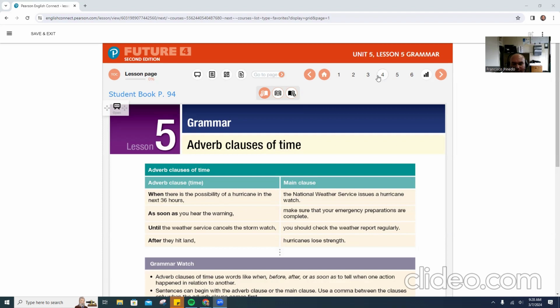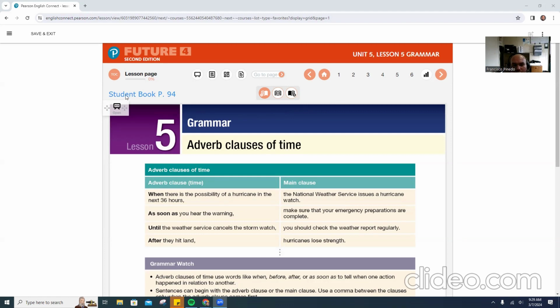This is the class for Thursday, March the 7th, 2024. So if you're watching this, make sure that you do this before our next class meeting, which would be on Wednesday the 13th. So next week, Wednesday the 13th and the 14th, we'll have normal class, okay?